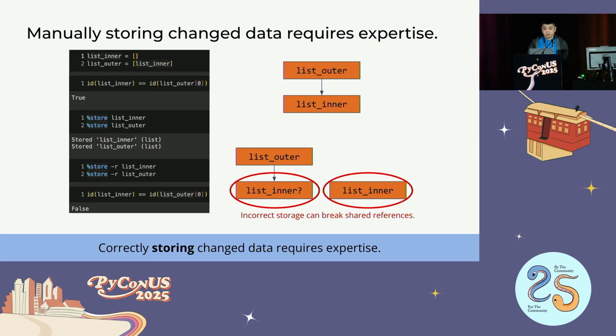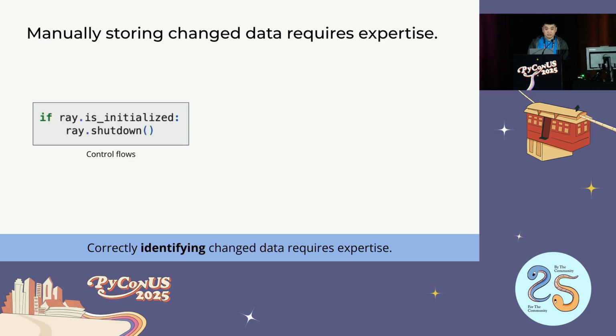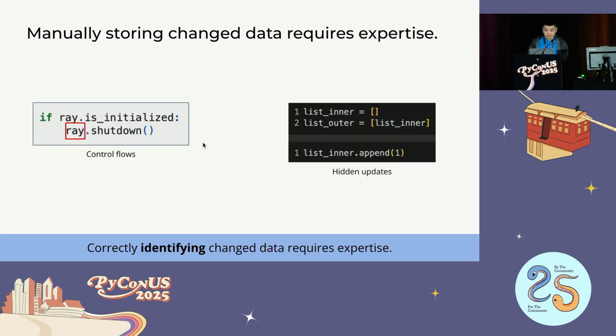And then similarly, correctly identifying change data also requires expertise. Some notable examples include control flows, because for example, in this very simple code snippet here, it's pretty hard to know whether the array instance was shut down without actually running the cell code. Or linking back to the previous point, you can have hidden updates in cell executions. For example, with the two lists that we described earlier, this second cell here appends a 1 to list inner, but then it turns out that it also updated list outer through the shared reference, despite list outer never even appearing in the second cell.